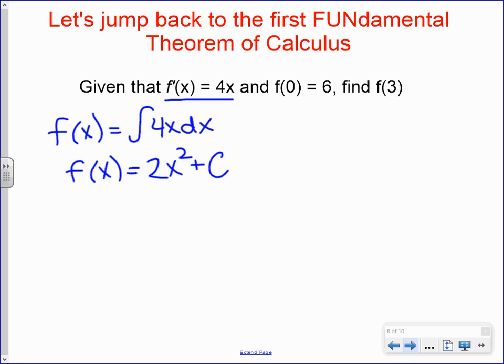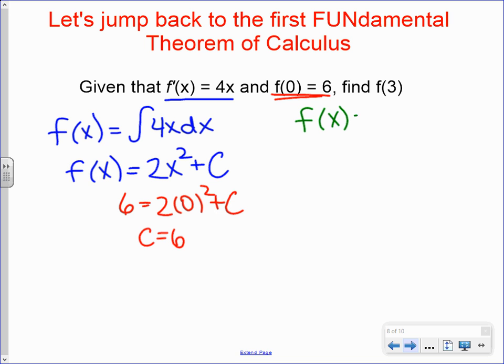Okay, and so then you're saying, all right, when we plug in 0, we should get 6 based on this initial condition right here. So c is 6. So you're saying, all right, well, we know that f of x is 2x squared plus 6. So obviously, f of 3 is 24.